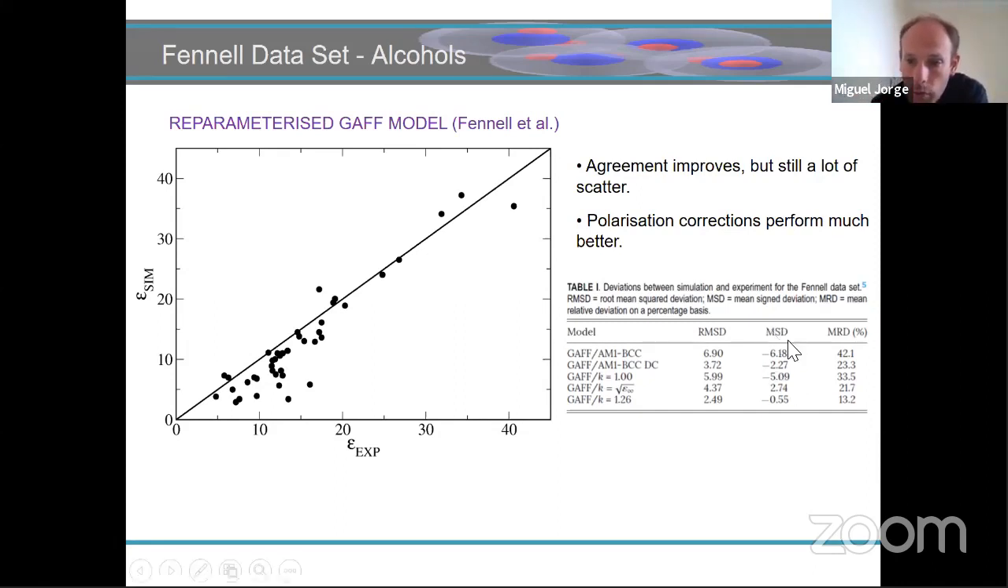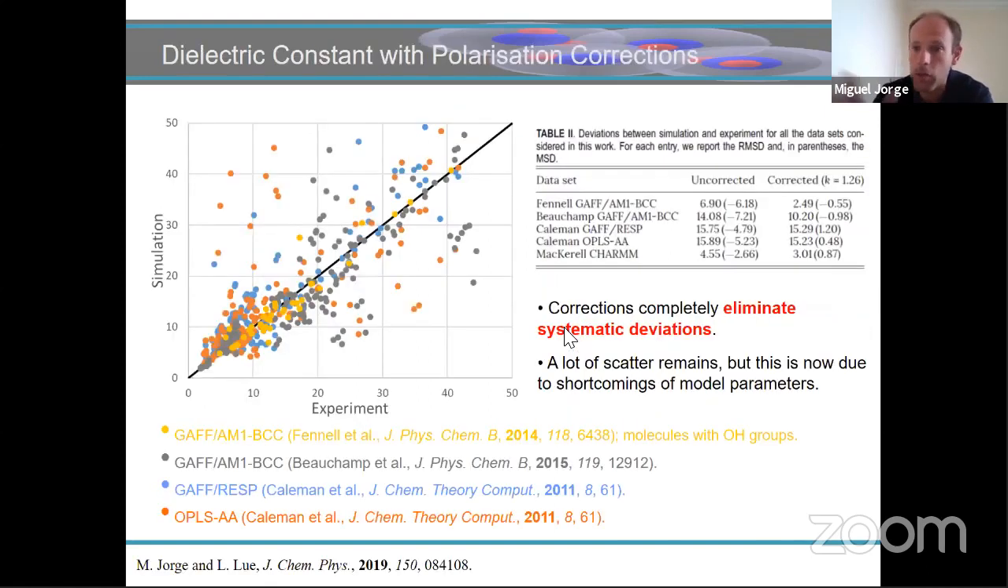And the key important quantity here is the mean signed deviation here in the middle of the table, which essentially measures the bias of the results. And you can see that our scaling factor with this empirical 1.26 scaling is the one that gives you the least systematic deviation compared to experiment. So going back to the original plot, we can now apply the same correction with the same scaling factor, no refitting, nothing like that, just one parameter, and we completely eliminate the systematic deviations.